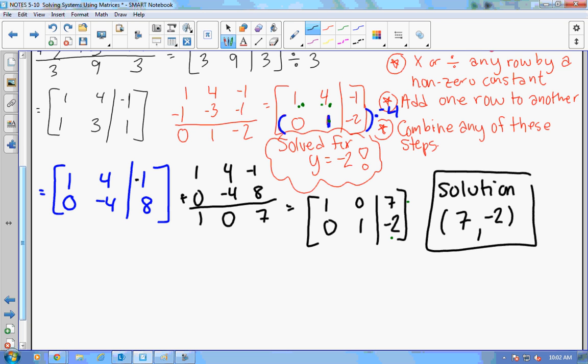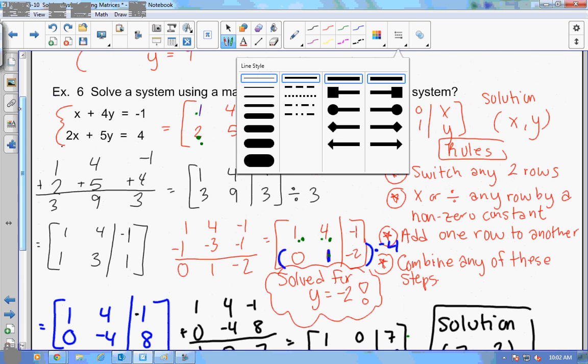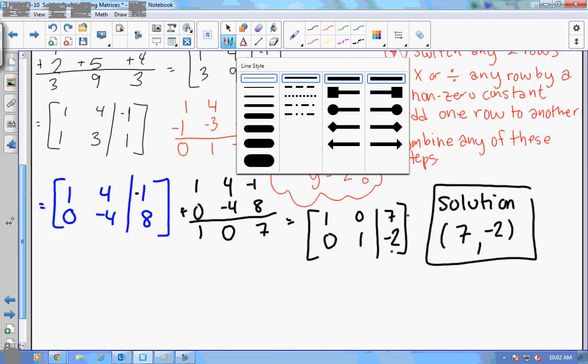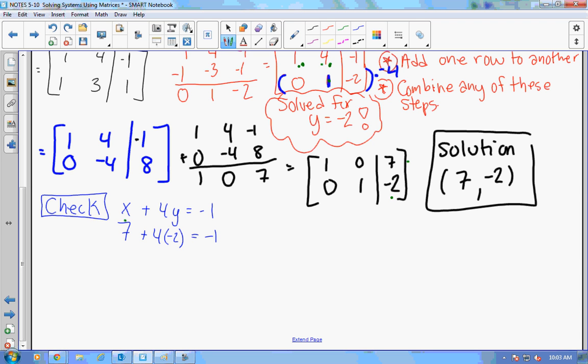Now, to make sure that's actually right and we didn't make a mistake along the way, you want to check. We check by plugging them into the original. You go back up to the top, the original was x plus 4y equals negative 1. So what would I put in for x? X is 7 plus 4 times the y is negative 2 equals negative 1.